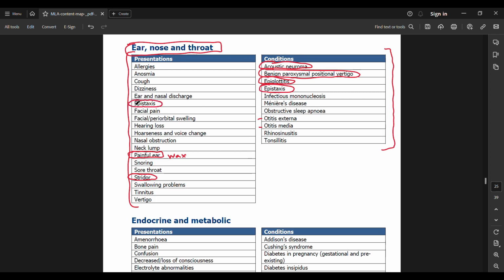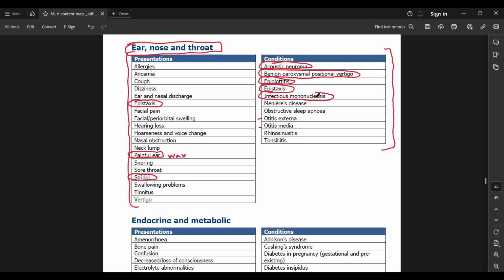You have in your presentations epistaxis. So learn how to advise the patient on conservative measures, leaning forward, pinching the nose, and then, of course, chemical and surgical methods of resolving this condition. So very common, do this well.